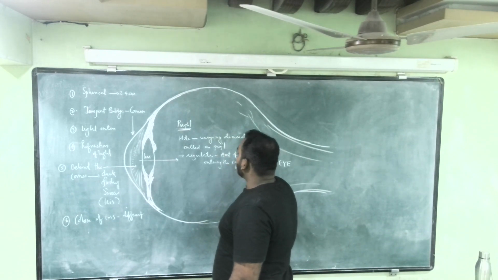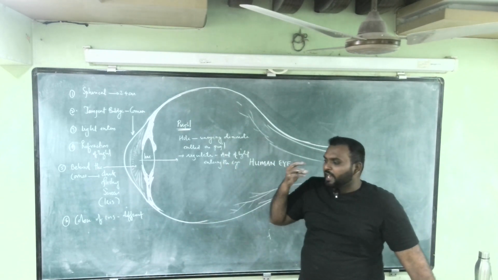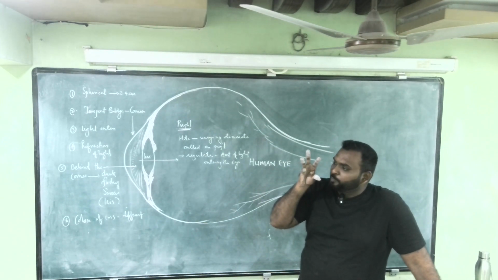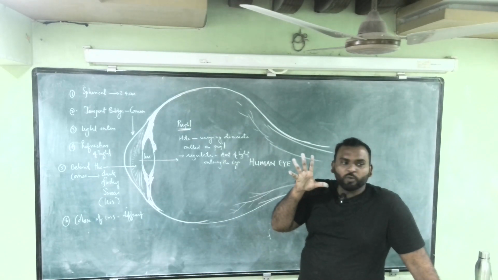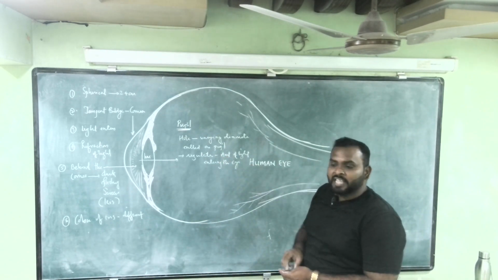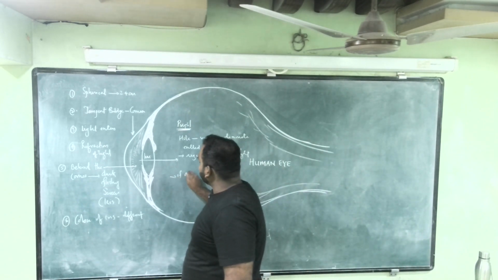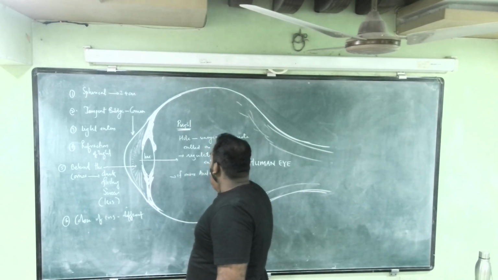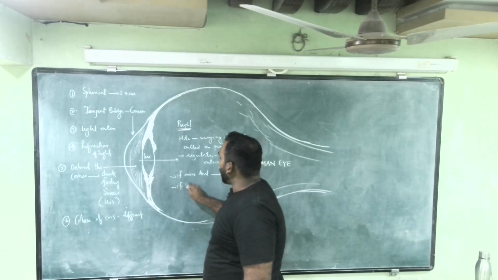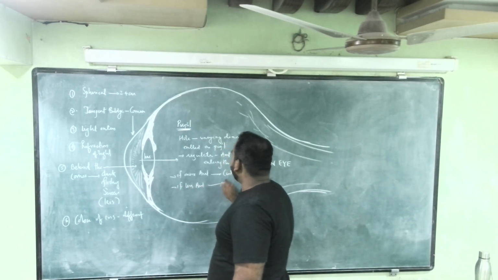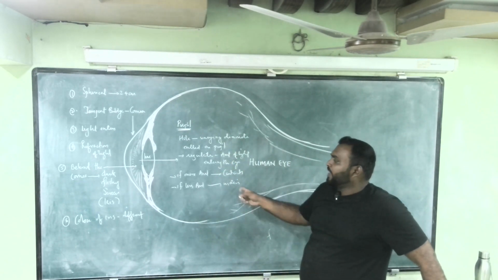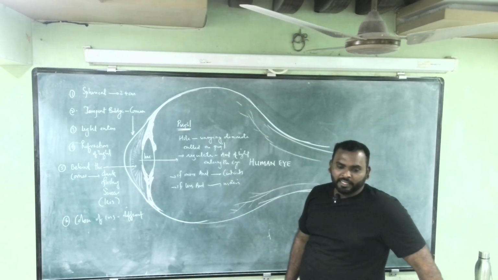So the pupil's main work is this: to regulate the amount of light coming in. Too much light should not go in either. That is why, when more light comes, the pupil will contract. When less light comes, the pupil will widen. So what is the work of the pupil? It will regulate the amount of light entering the eye. If more light enters the eye, the pupil contracts. If less light enters the eye, the pupil widens. Is it clear?